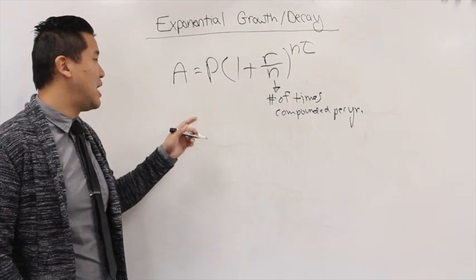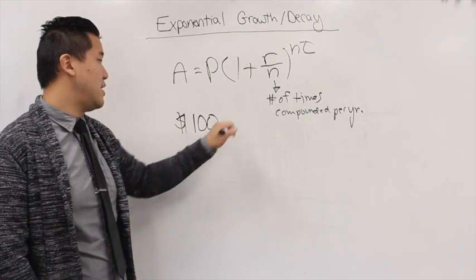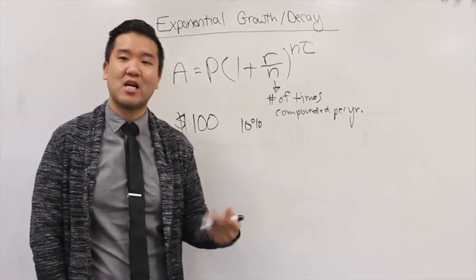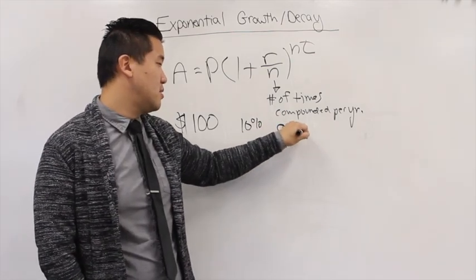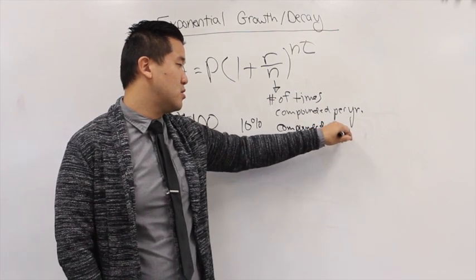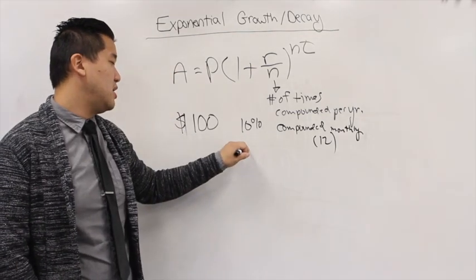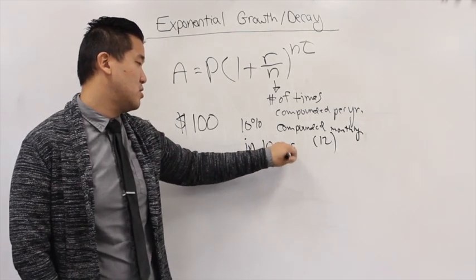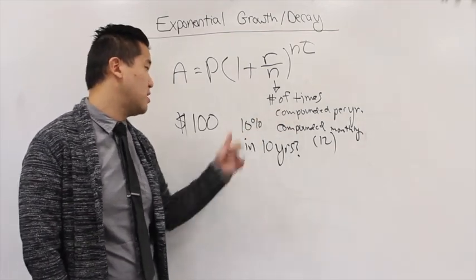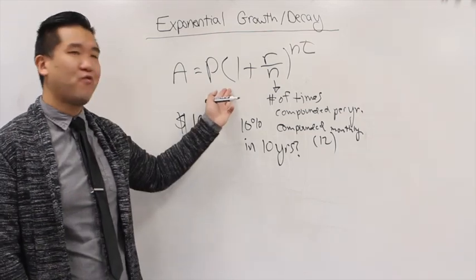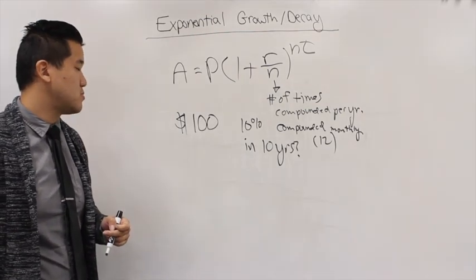It's the same concept. If you start off with $100 at 10%, they'll tell you what is compounded. They'll say it's 10% compounded monthly. That means it's going to happen how many times per year? 12. That's your hint. You want to figure out in 10 years how much money you will have if it's compounded monthly at 10%. You have $100. Here's your formula. Just try your best, and we'll talk about this afterwards.